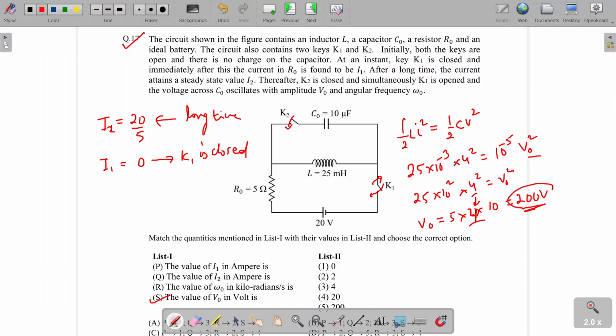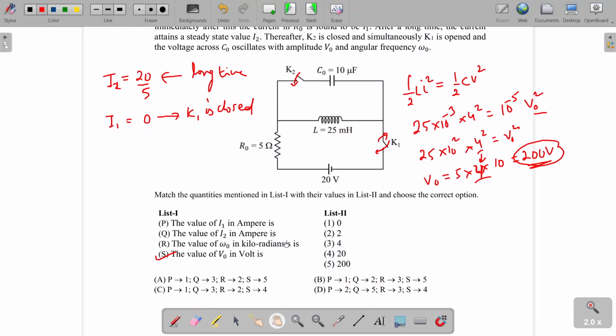We just want to mark out which option is correct. Option S matches with 5, the S matches with 5 in A and B. So option A is the correct one because it's saying that I2 current is 4. So option A is correct.